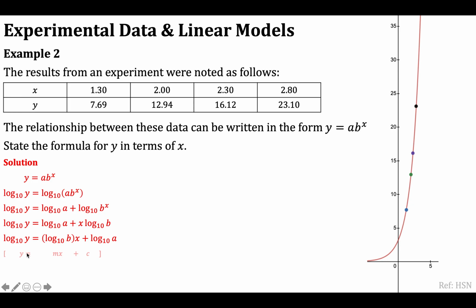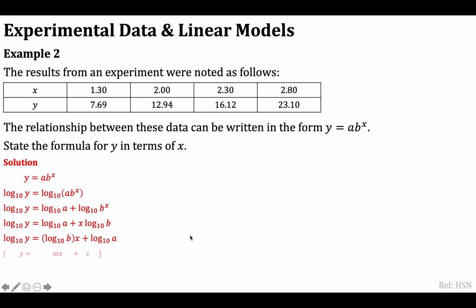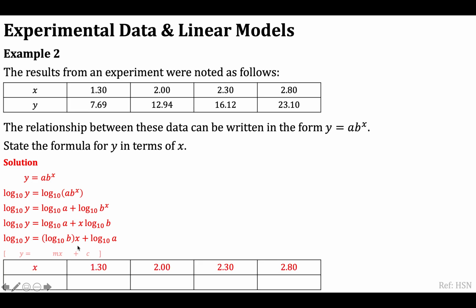form. So we've got log to the base 10 of y equals log to the base 10 of b, which is going to be the gradient, times x plus log to the base 10 of a. We no longer need the exponential graph, but what we do need to do is this: we've got x and y originally, the results from the experiment, but if we really look here, we've got x, that's fine. We've actually got log to the base 10 of y.